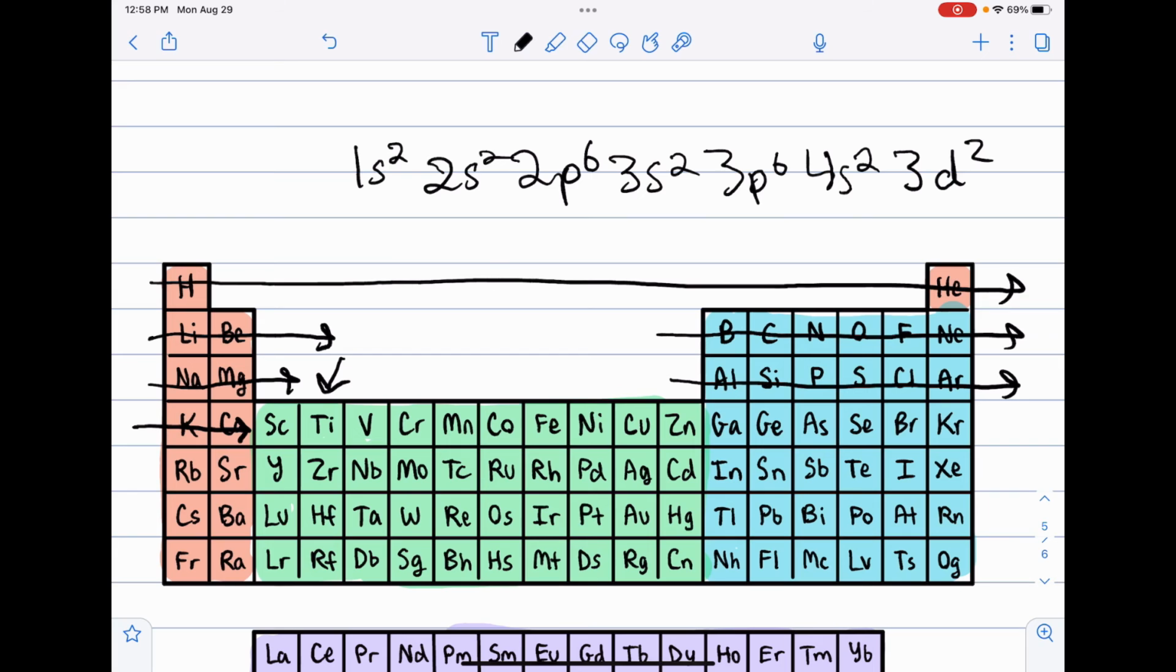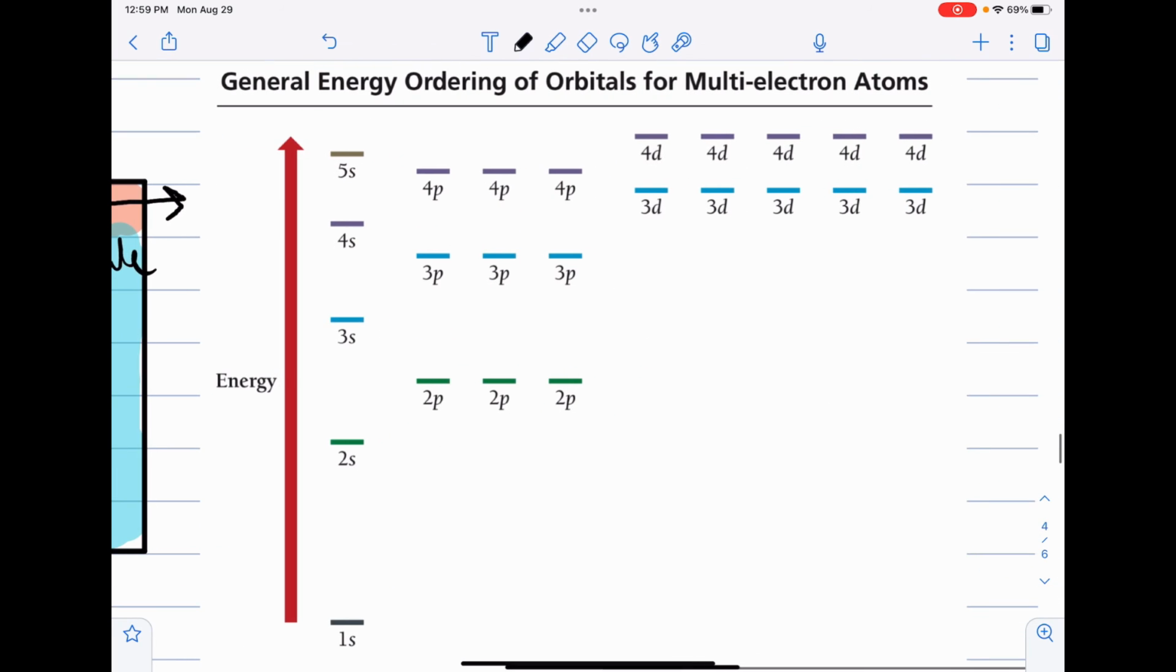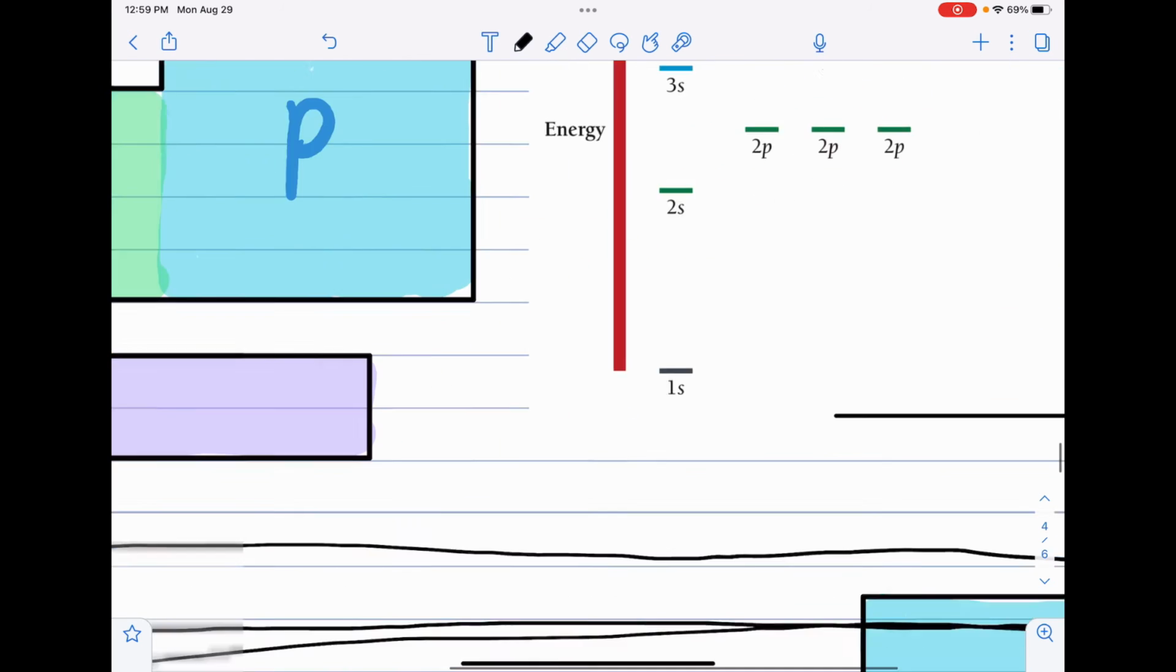Right? So if we count these up, 2, 4, 10, 12, 18, 20, 22. Okay, we did it. We have 22 electrons. And I know it's kind of weird for us to say 1, 2, 2, 3, 3, 4 backwards to 3, but we are following the Aufbau principle, because if we look back at our energy diagram, the 3d's are higher energy than the 4s, so we fill them in afterwards.